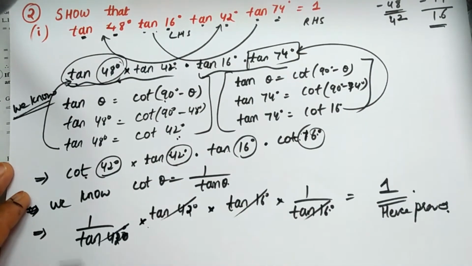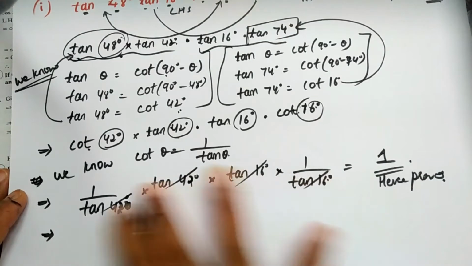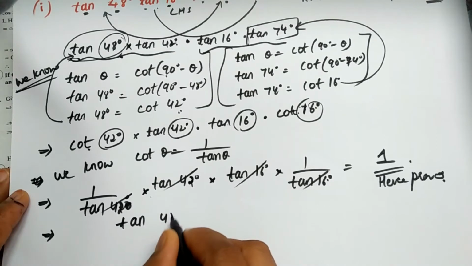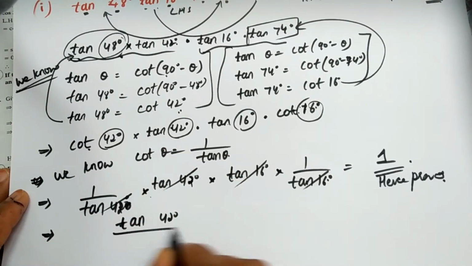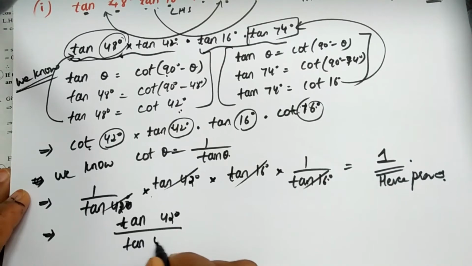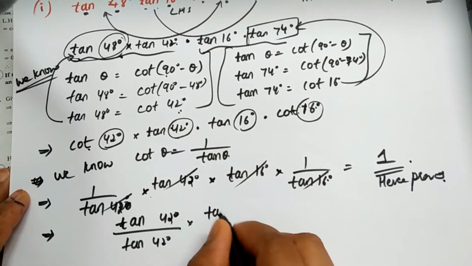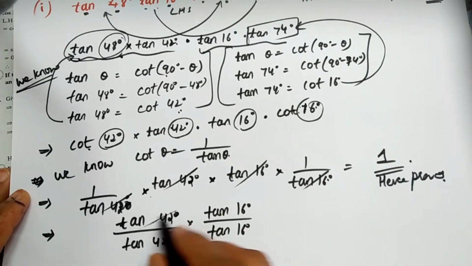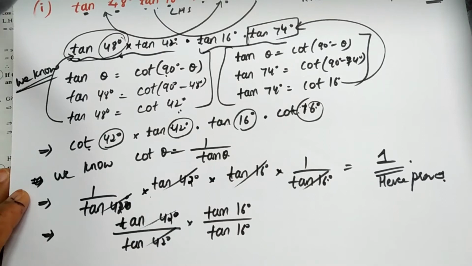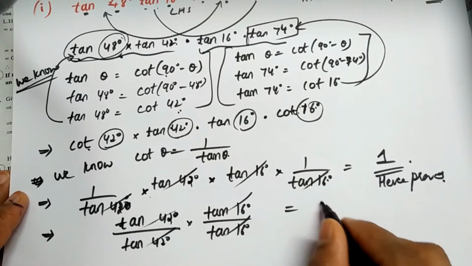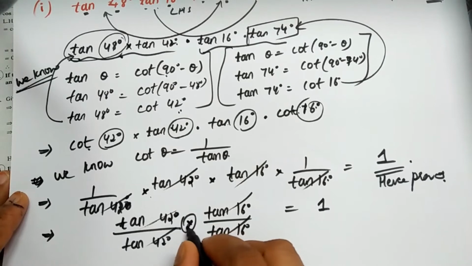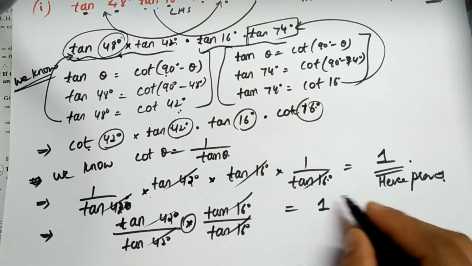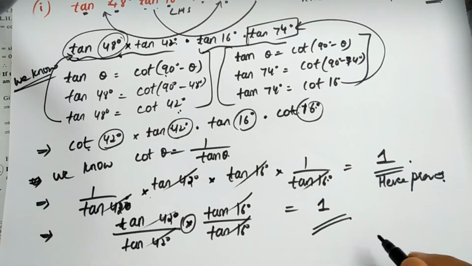Wasn't it simple? For some people, if it's a difficult step and they don't understand the cancellation part, I'm adding that tan 42 degrees into 1 by tan 42 degrees into tan 16 degrees into 1 by tan 16 degrees. Tan 42 and tan 42 cancel, tan 16 and tan 16 cancel. Answer is 1. Since it's a multiplication, you need to be very careful with signs, multiplication and addition or subtraction, that will be changing the game. Let's move on to the next one.